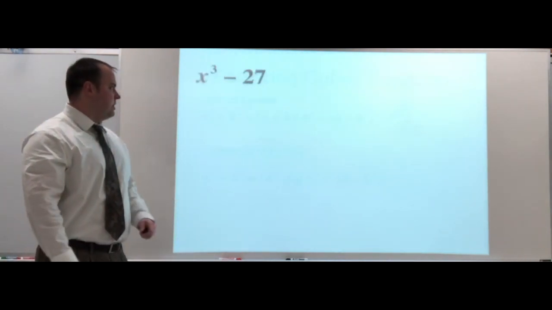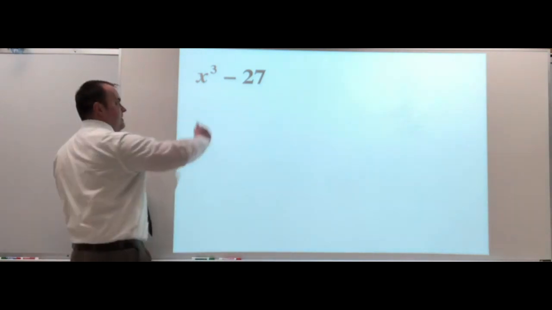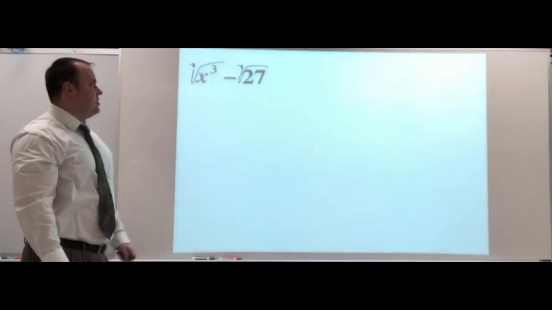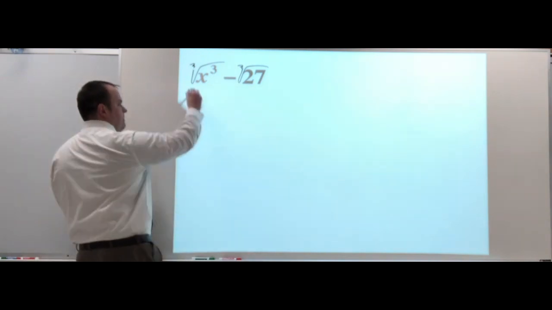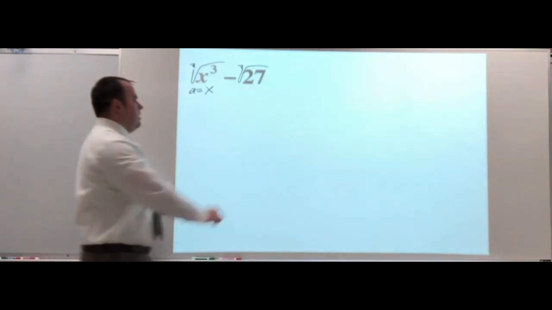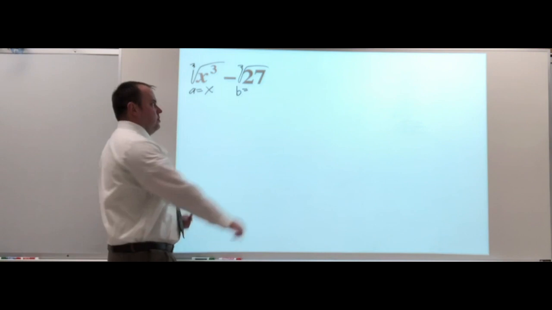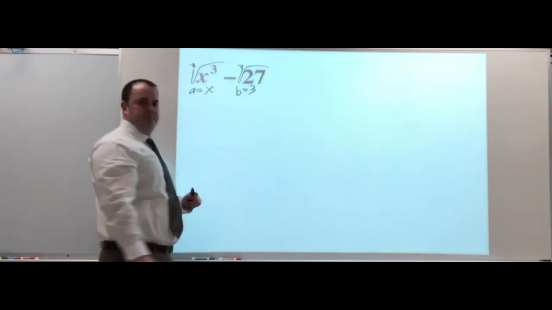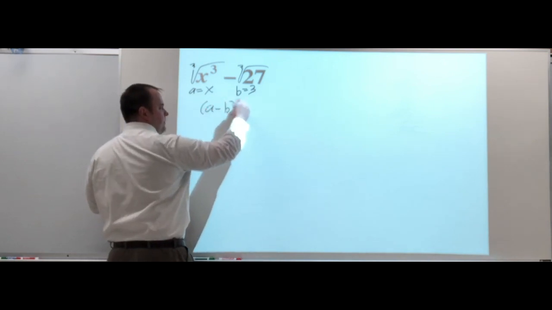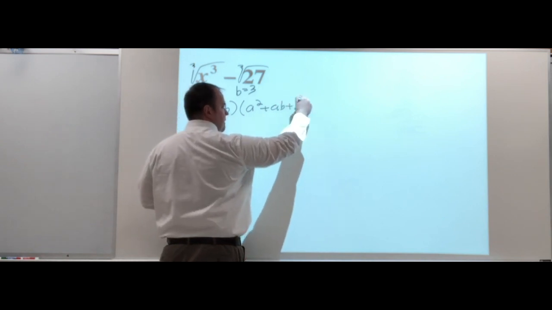Okay, so look at an example here. We have x cubed minus 27. Now instead of taking the square root of both pieces, we're going to take the cube root of both. So your a is going to be x. They cancel each other out, so we're left with just x. Our b, the cube root of 27, either plug it in your calculator or no, the cube root of 27 is 3. So also think about what the formula is: a minus b, a squared plus ab plus b squared.